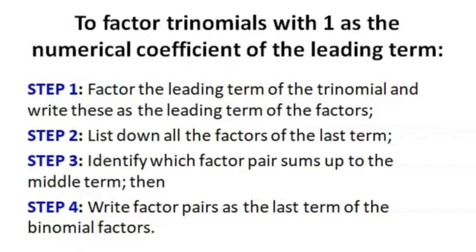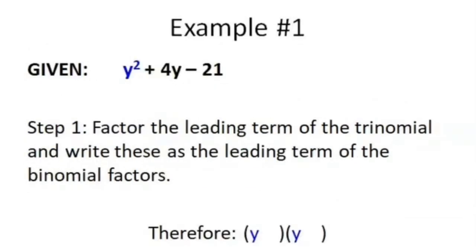Okay, so we will go to our first example para po mas maintindihan po natin yung 4 na steps. So I have here example number 1. This is our given, y squared plus 4y minus 21. Step 1. Factor the leading term of the trinomial and write this as the leading term of the binomial factors. So may tatlong terms po tayo. We have our first term, y squared. Second term, positive 4y. Then our last term is negative 21.